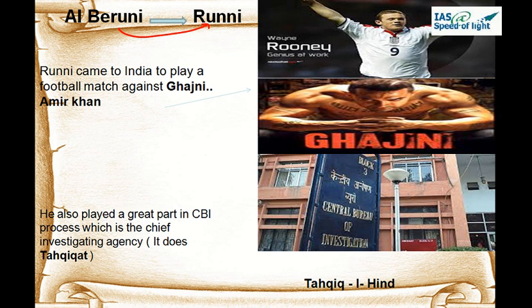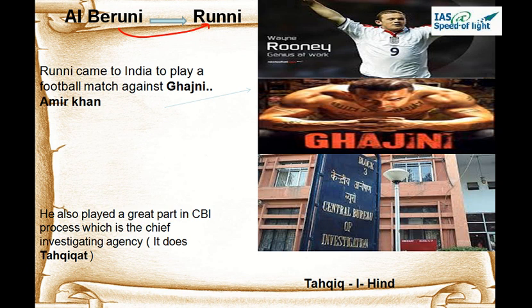So Rooney came to India to play a football match against Ghazni. Ghazni is a known name to us with the Aamir Khan starring movie Ghajini. So for Muhammad Ghazni, our picture would be the movie Ghajini or Aamir Khan, as he was in that different posture in the movie. So the first information that we are attaching with Rooney or Al-Biruni is that he came to India to play a football match against Ghazni. You have to see that complete picture where in a football ground, one side it is Rooney and the other side it is Ghazni, that angry look of Aamir Khan, playing football against Rooney. So Al-Biruni came to India during Muhammad Ghazni's period.